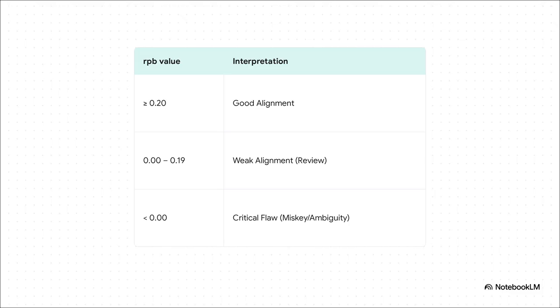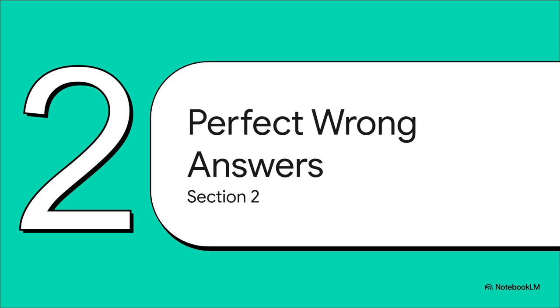This almost always points to a seriously flawed question or a simple mistake in the answer key. Okay, so we've thoroughly diagnosed the health of our correct answer. But a great question is only as good as its wrong answers, what we call the distractors. Now we get to dive into the art and science of writing the perfect wrong answer.